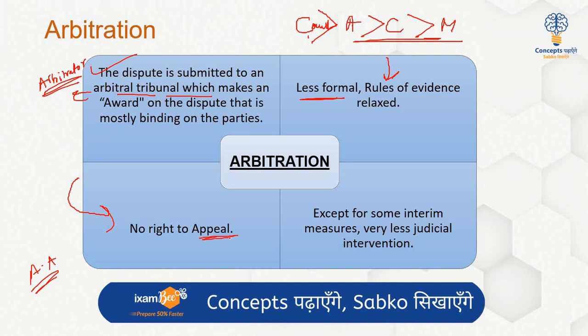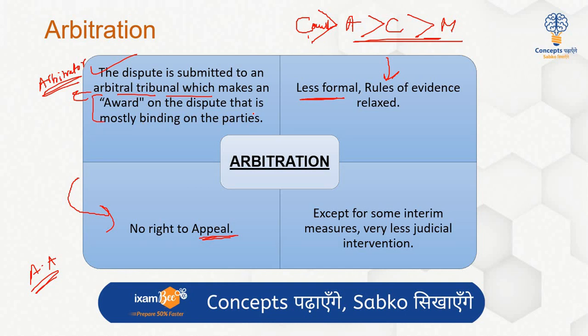Appeal can lie only in cases when there are grounds like the arbitrator has acted out of his jurisdiction. He has not acted legally. The arbitrator was not appointed properly. There are some technical difficulties. Then there are some grounds of challenge. But other than that, there is no right to appeal.